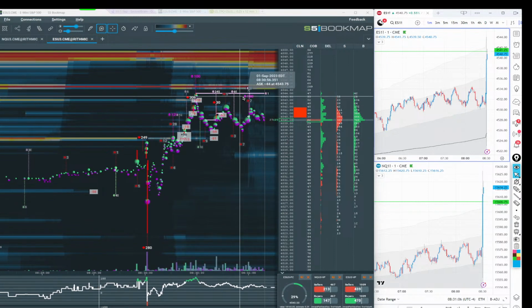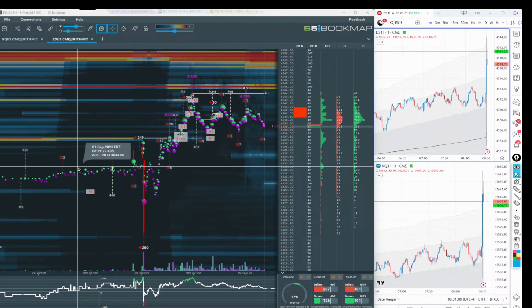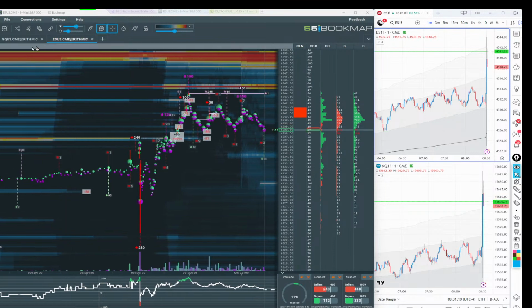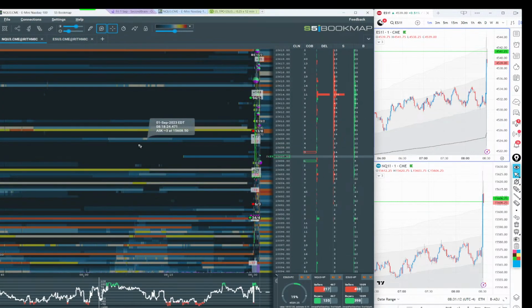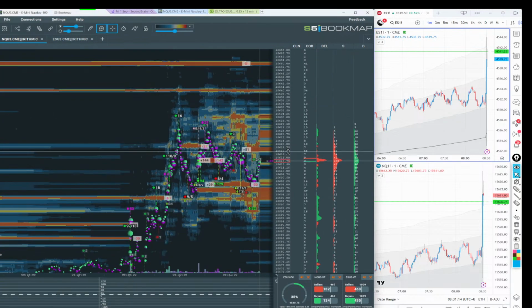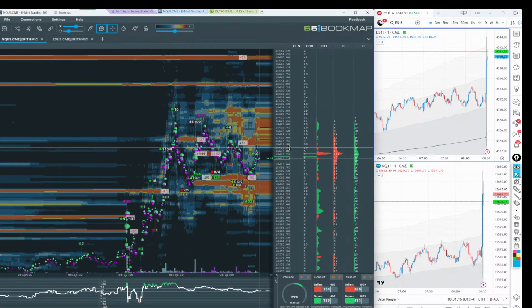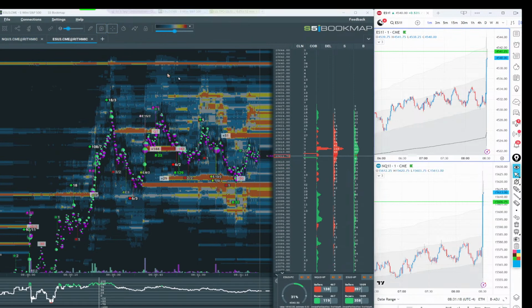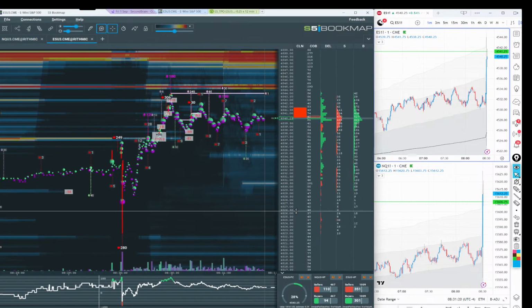There is a tiny sell iceberg that suddenly appeared at 4544. And if we flick as quick as we can into NQ, there's some liquidity up above. And let's get back to ES. Center it.